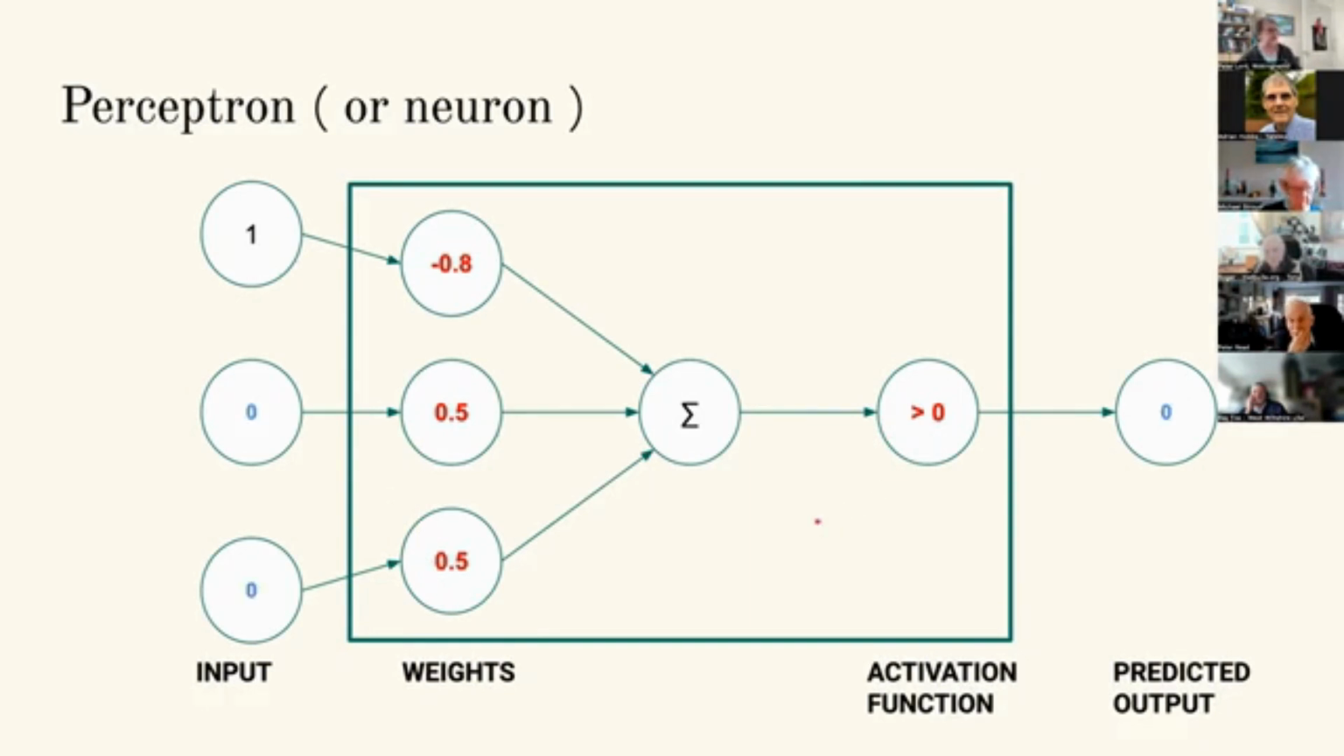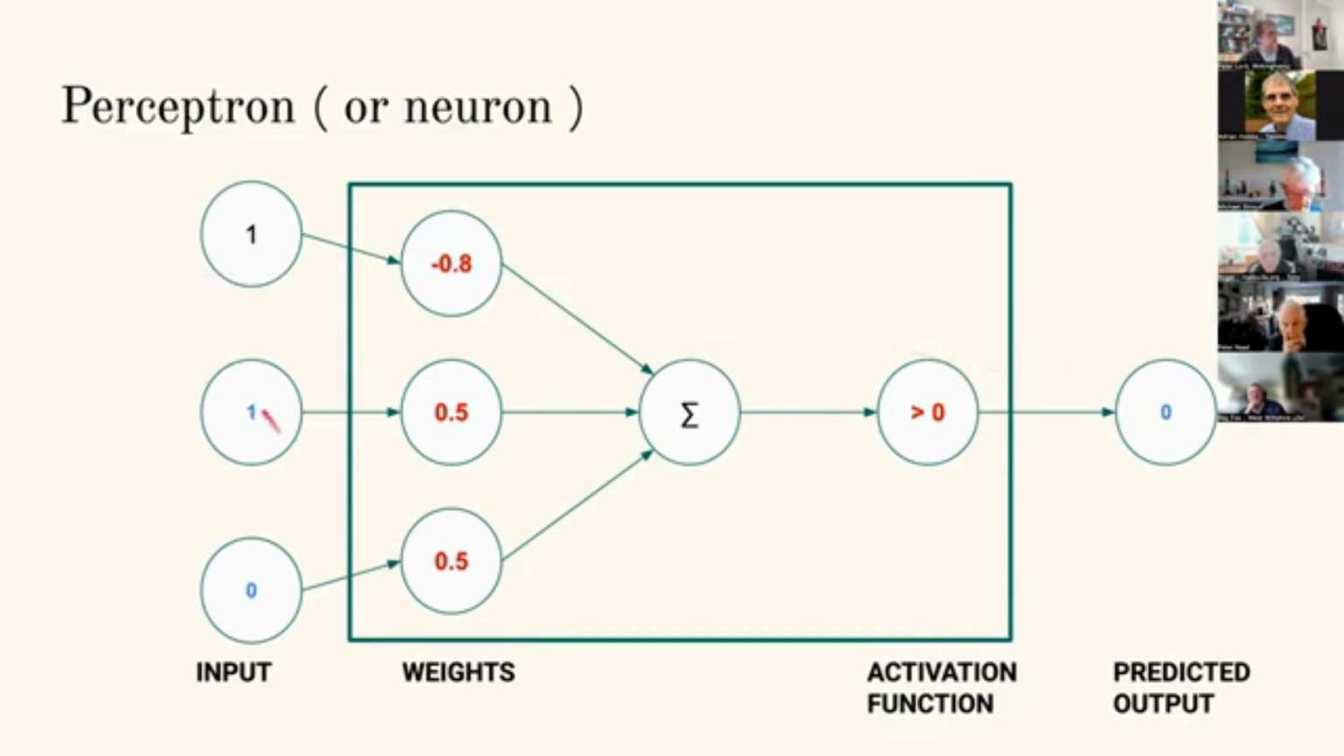So if we take a simple example here, we're inputting 0 and 0 here, and we've got a constant up here, which is 1. And you can do the maths yourself. So here we're doing 1 times minus 0.8 plus 0 times 0.5 plus 0 times 0.5. Add all those together. Is that greater than 0? No. With these inputs, 0 and 0, we get 0. You can do the maths yourself.